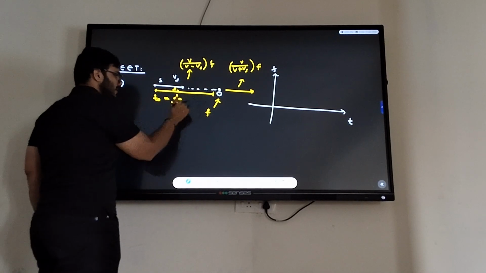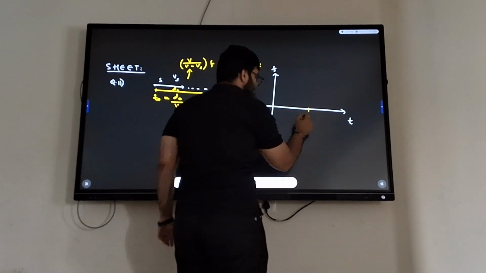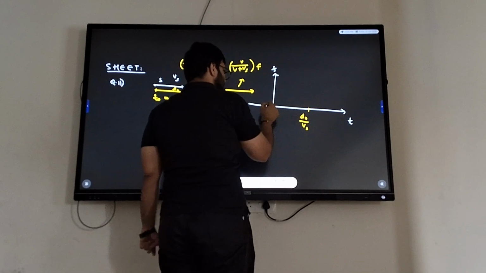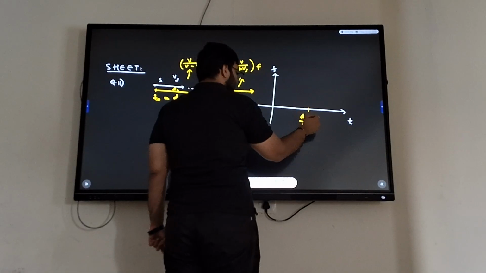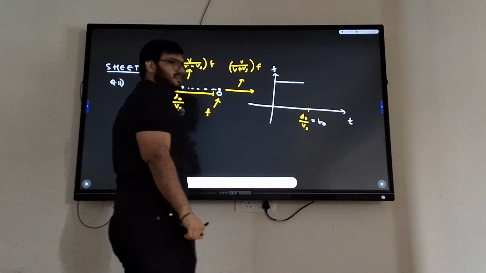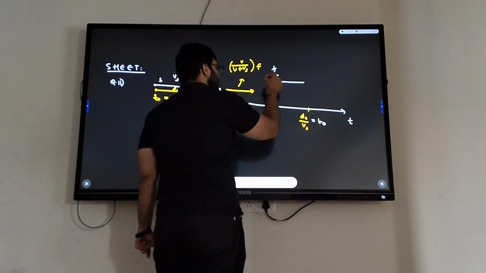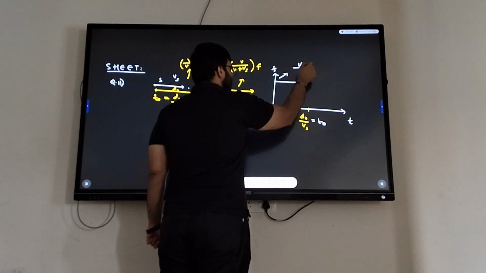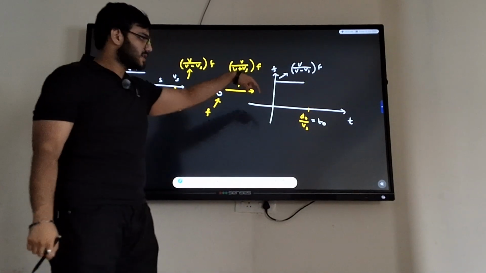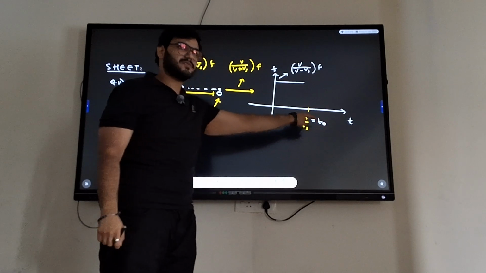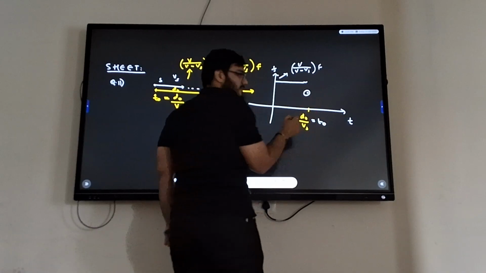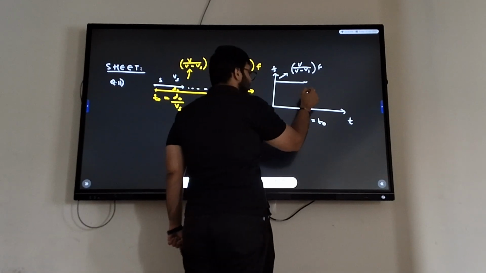So if I want to plot it, so D naught by Vs, when your time starts from 0 to this T naught, then what is your frequency? It's a little higher, no? What is that frequency equal to? Tell me. V over V minus Vs into F. That is that frequency. As soon as you hit this time, then what does your frequency drop to? It drops to F. Yes or no? This is the point.